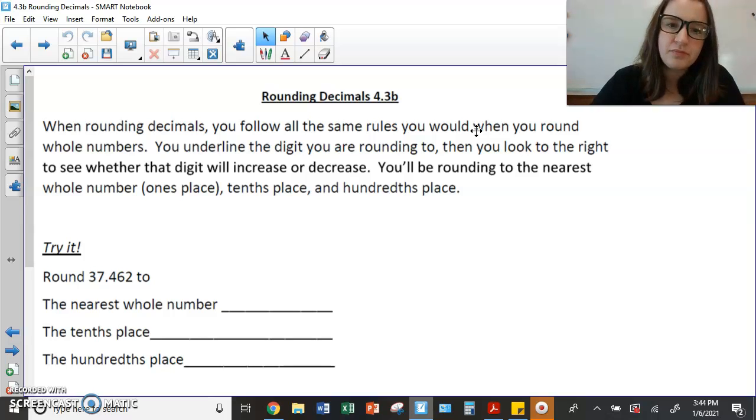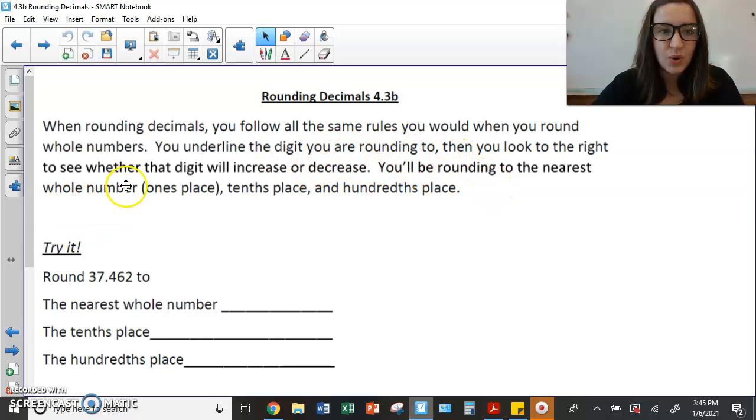So you're going to basically underline the digit you're rounding to. Some of you circle it. However you identify it, you're going to look at the place you're rounding to. And then you're going to look to the right, okay? And the digit to the right is going to tell you whether that digit that you've underlined is going to increase or stay the same. That should say stay the same, not decrease, sorry.